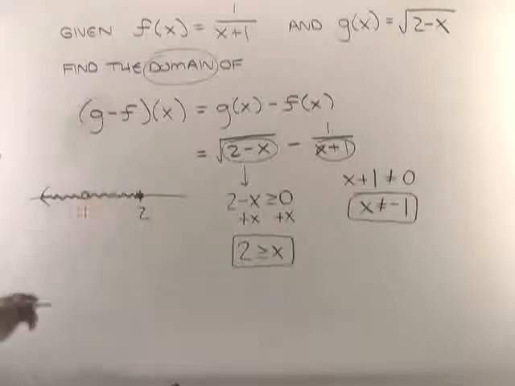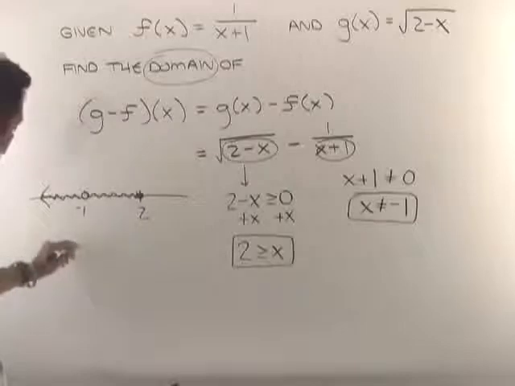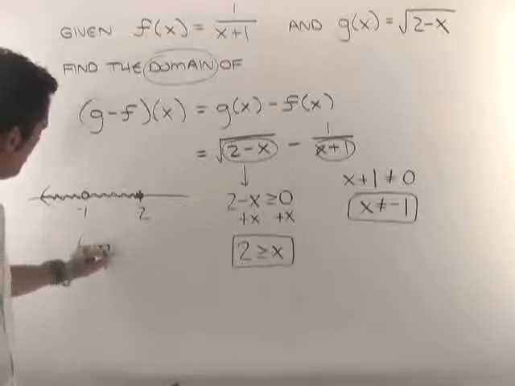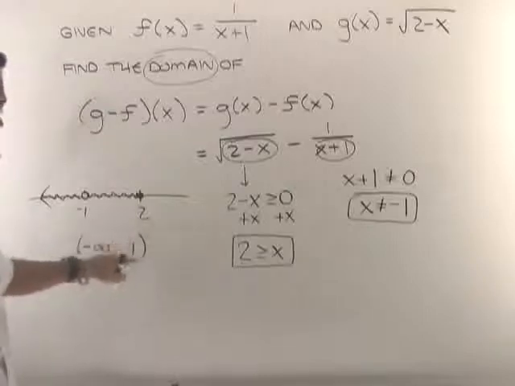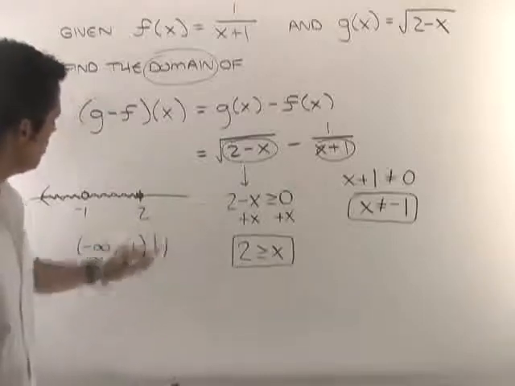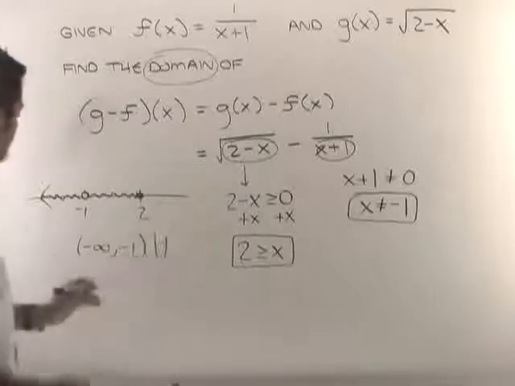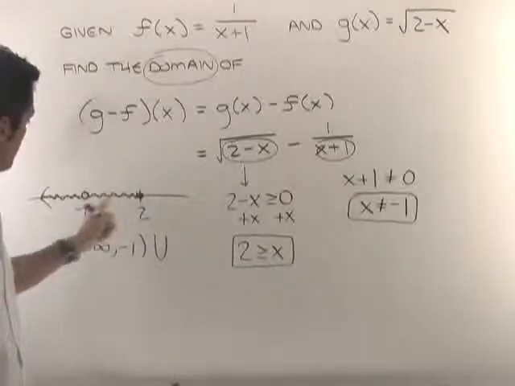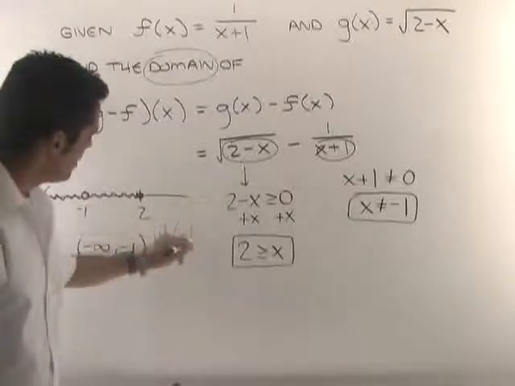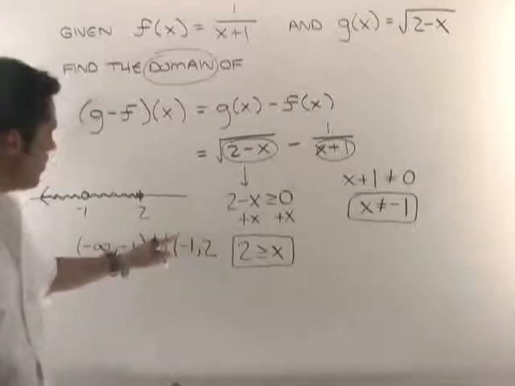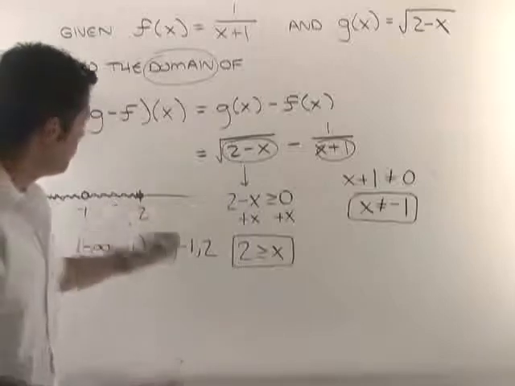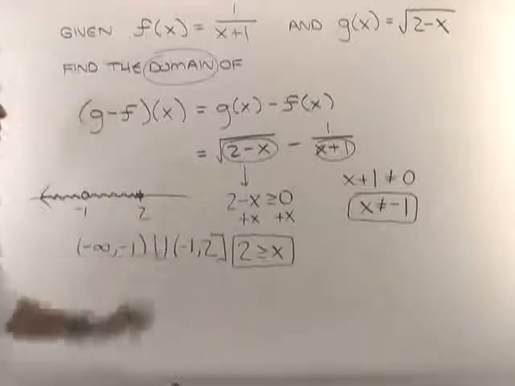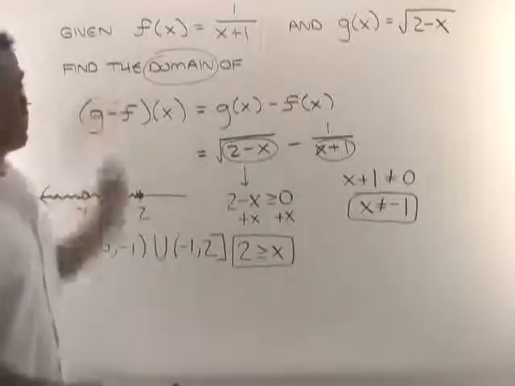So how would we write this in interval notation? The way we write it is everything to the left of negative 1, which is negative infinity, all the way up to negative 1. We do not include negative 1, so we put a parenthesis here. Then we put union, because we're going to have another interval. And we want everything between negative 1 and 2. We do not want to include negative 1, so a parenthesis. We do want to include 2, so we put a bracket. So this would represent the domain of the difference of those two functions.